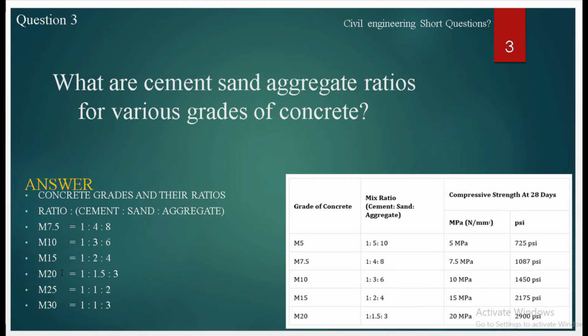And for M20, which is the most widely used grade of concrete, in fact in all RCC work, M20 is used. So it's 1:1.5:3. And we have M25, which is 1:1:2. And M30 is 1:1:3. And for example, in the table, if we talk about PSI, 5 MPa is equal to 725 pounds per inch square. So it means that for every square inch of concrete, the cube should absorb 725 pounds of load.